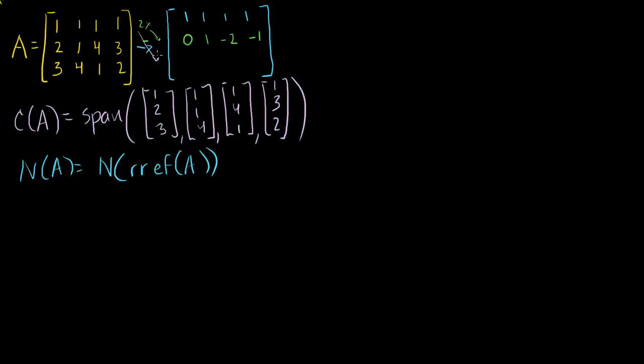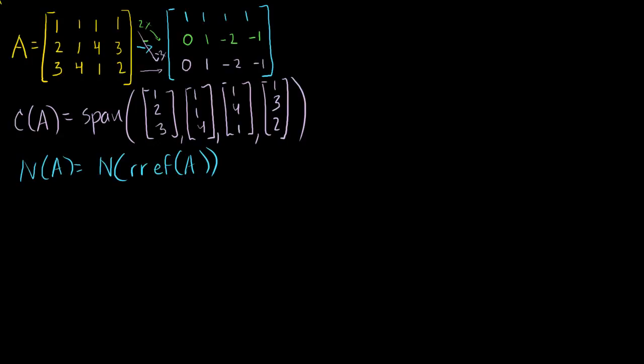So I'm going to take minus 3 times that first row and add it to this third row. So 3 minus 3 times 1 is 0. 4 minus 3 times 1, these are just going to be a bunch of 3's. 4 minus 3 times 1 is 1. 1 minus 3 times 1 is minus 2. And 2 minus 3 times 1 is minus 1.